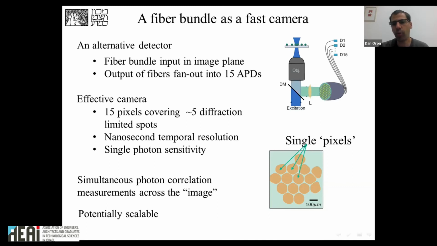And that can cover whatever you want, one diffraction limited spot or a few diffraction limited spots. The time resolution is nanosecond. The single photon sensitivity is ensured. And you can measure simultaneously photon correlations across this image, but it's a very small image. So now what can you do with this?